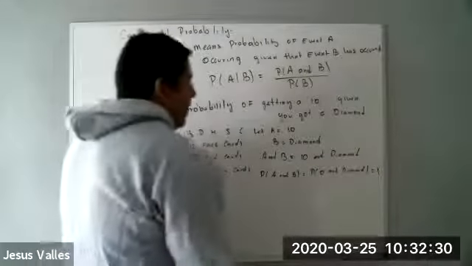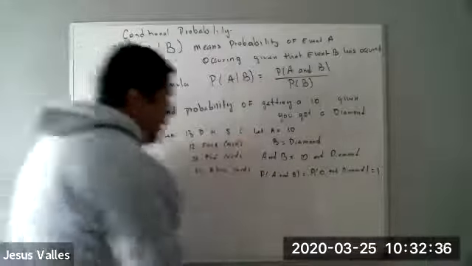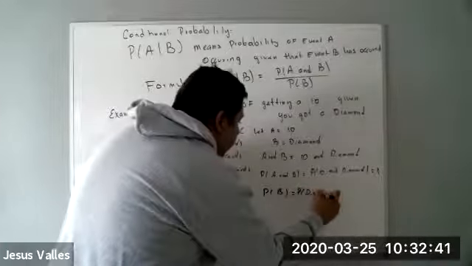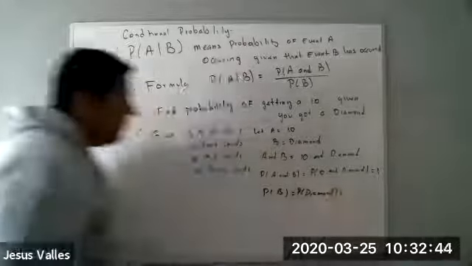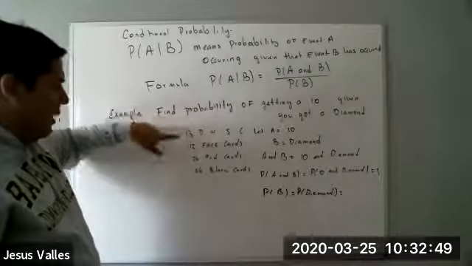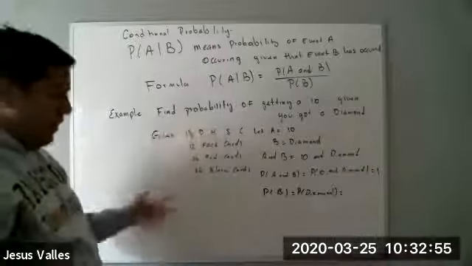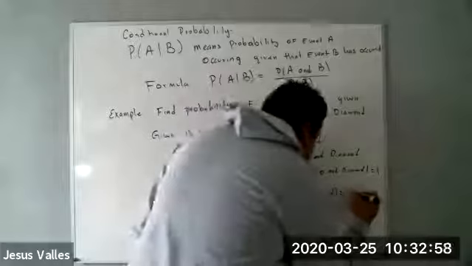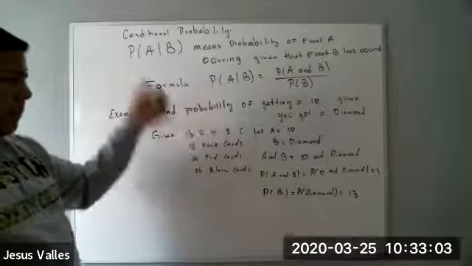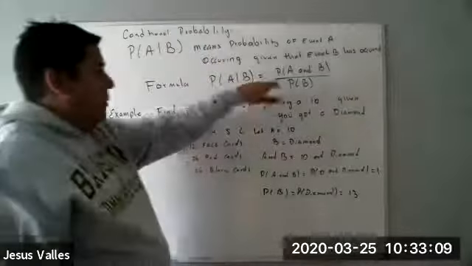Now I look at event B. We said event B is diamond. So the probability of B equals the probability of a diamond. We said we have 13 of each, so how many diamonds do we have in total? In this case, we have 13 diamonds. Now I know the probability of A and B, a 10 and a diamond, is 1, and the probability of B, the diamond, is 13. Do I have enough to plug into my formula?